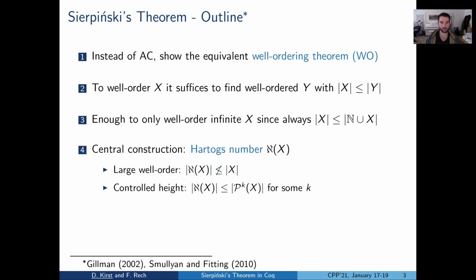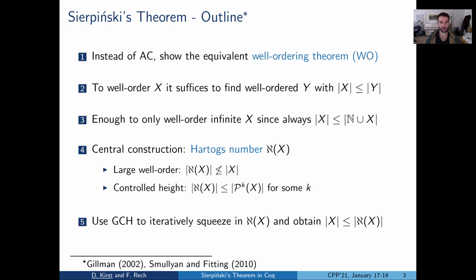Now, having this notion of Hartogs number, the rest of the proof can be done by using GCH iteratively, in fact exactly k times, to squeeze in the Hartogs number and to finally obtain that x injects into its Hartogs number. By this we can transport back the well-order and have well-ordered x. So this is the main outline.